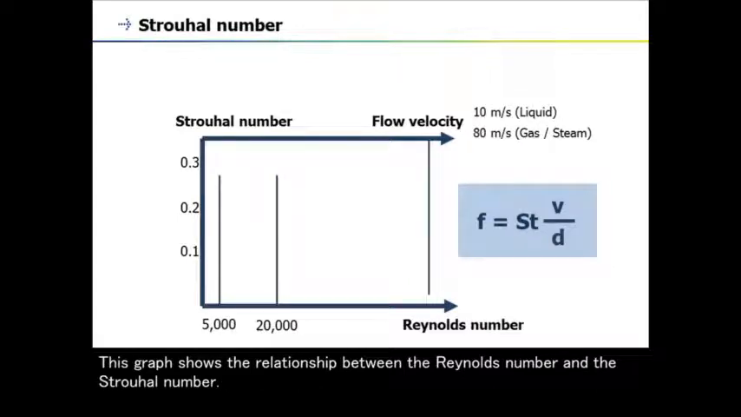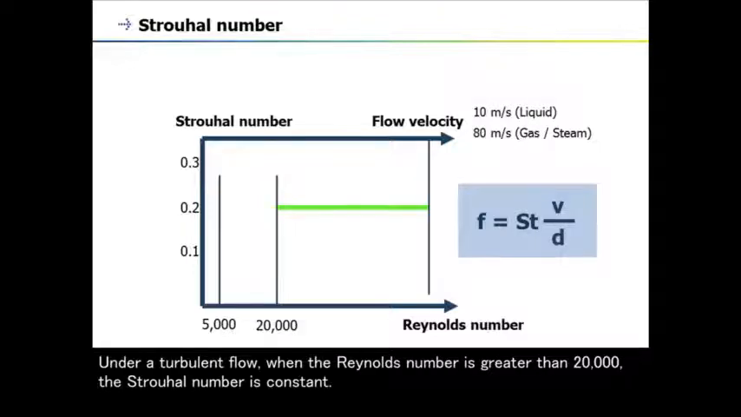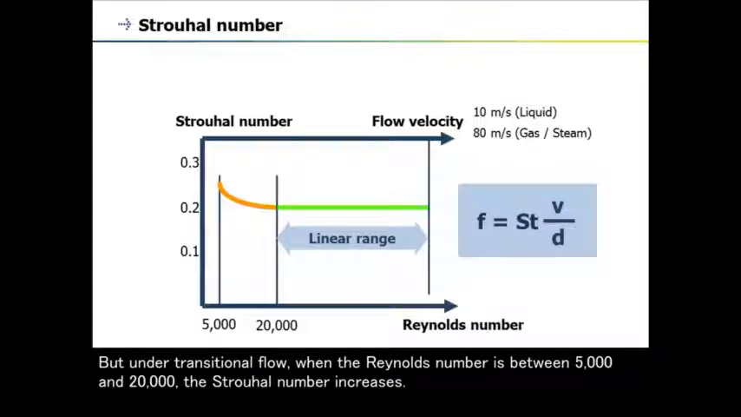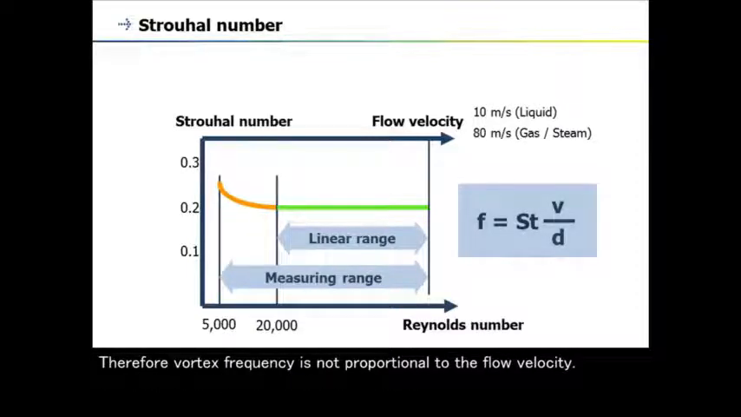This graph shows the relationship between the Reynolds number and the Strouhal number. Under a turbulent flow, when the Reynolds number is greater than 20,000, the Strouhal number is constant. Therefore, vortex frequency is proportional to the flow velocity. But under transitional flow, when the Reynolds number is between 5,000 and 20,000, the Strouhal number increases. Therefore, vortex frequency is not proportional to the flow velocity.